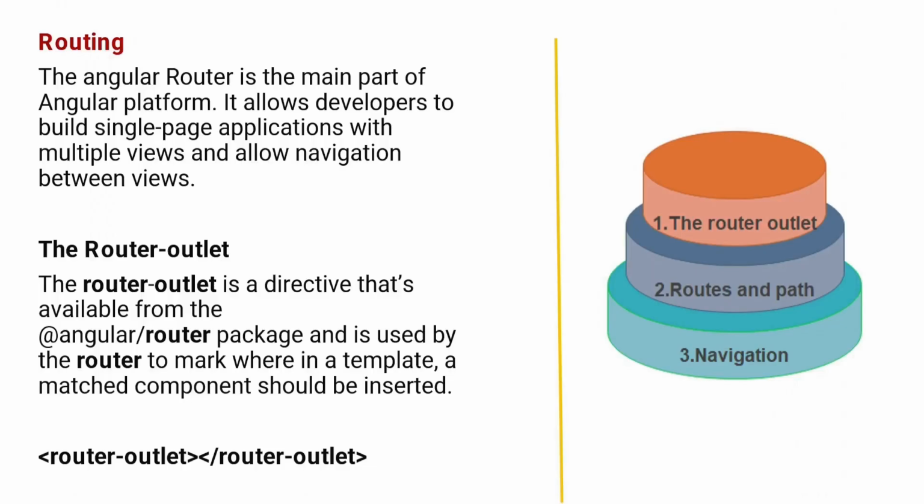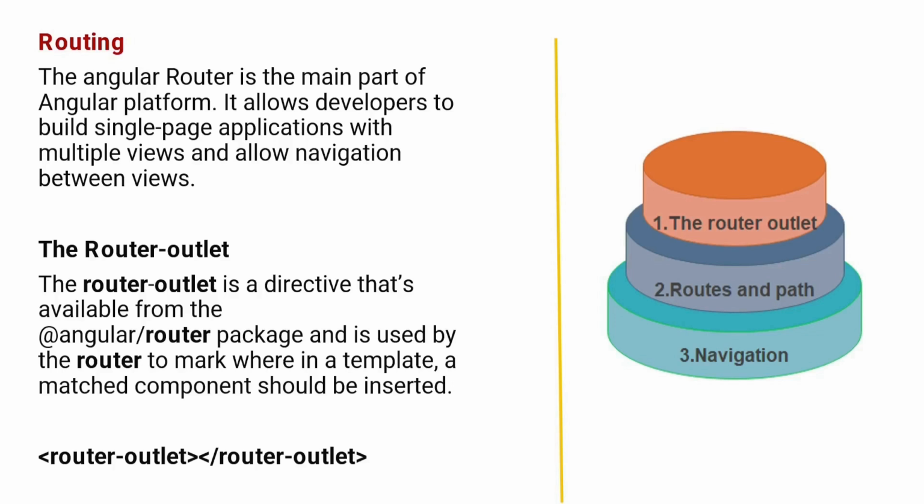As you can see here, routing is the main part of the Angular platform. It allows developers to build a single page application with multiple views and allows navigating between the views. So what it says is that you can have multiple views. It is not referring to pages. Remember that Angular is a single page application. It is referring to views. Whatever you write in your component is considered a single standalone view.